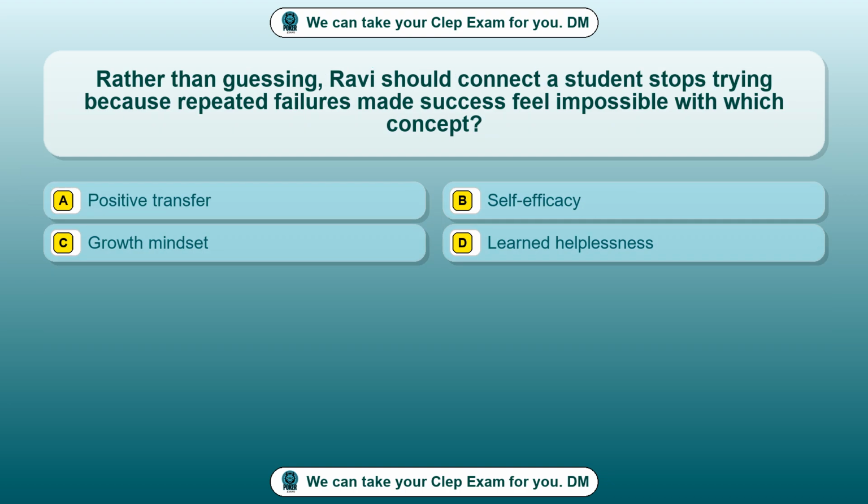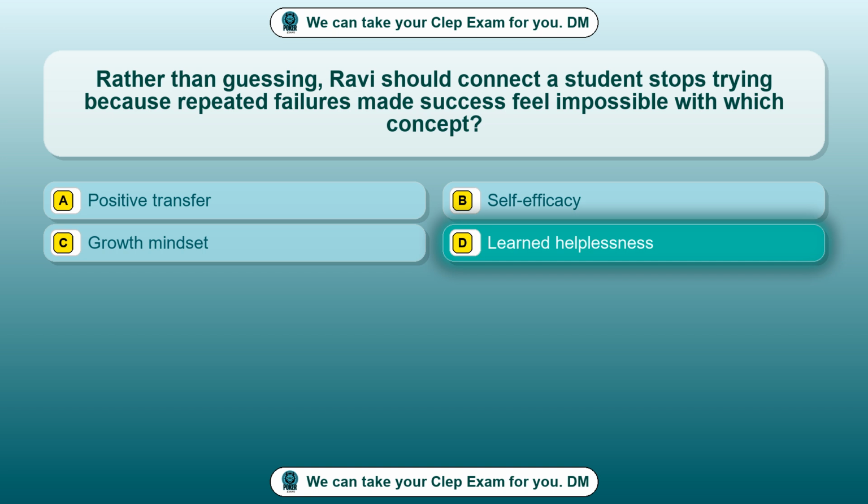Question 31. Rather than guessing, Ravi should connect a student stops trying because repeated failures made success feel impossible with which concept? Option A, positive transfer. Option B, self-efficacy. Option C, growth mindset. Option D, learned helplessness. The correct answer is option D, learned helplessness.